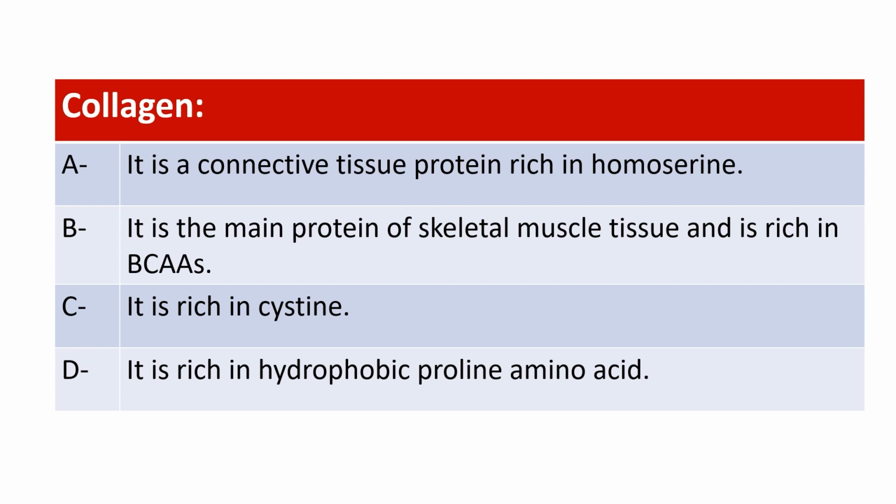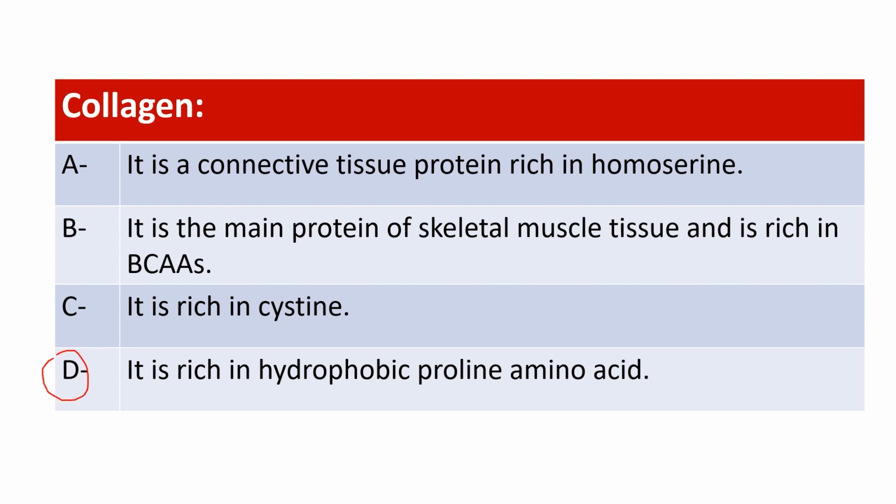There are statements here explaining the structure of collagen, and it is desirable to choose the right one. Collagen is the most abundant protein in the body, especially rich in the amino acids proline and glycine. It is also known for its hydroxyproline content, a modified amino acid of proline. So among the options, option D, it is rich in hydrophobic proline amino acid, correctly describes a characteristic feature of collagen. The answer is option D.